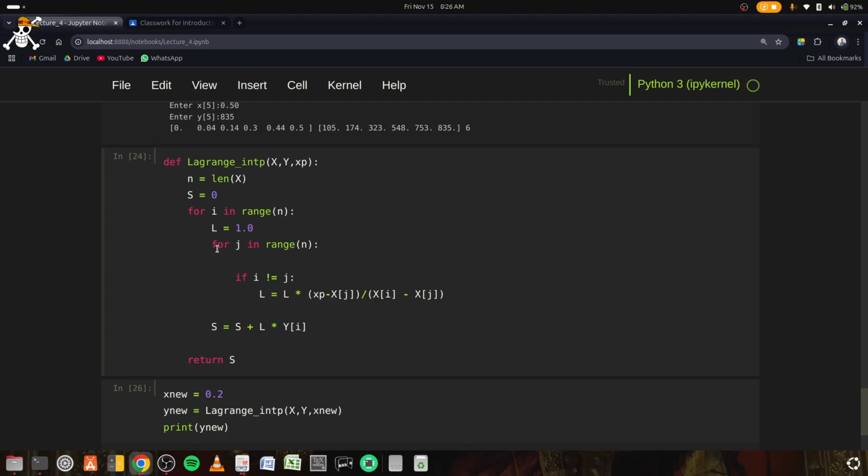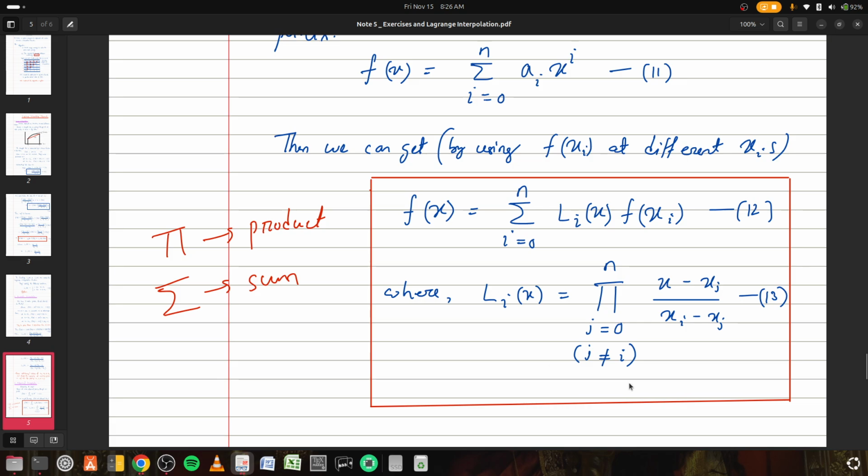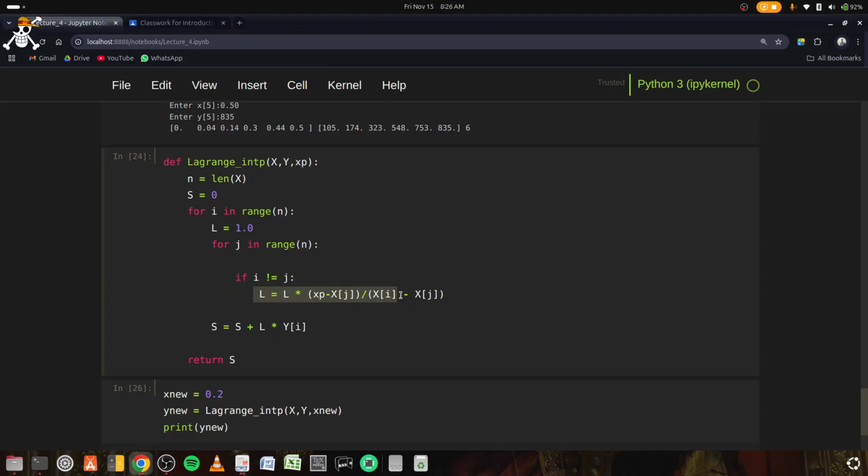So L is 1, and then for j in range n. The sum will go from 0 to n, and as n is 6, the range will go from 0 to 5, and j will also go from 0 to 5. If i is not equal to j. Why i is not equal to j? Because we are following this constraint, that i should not be equal to j. When i is not equal to j, we are doing the product.